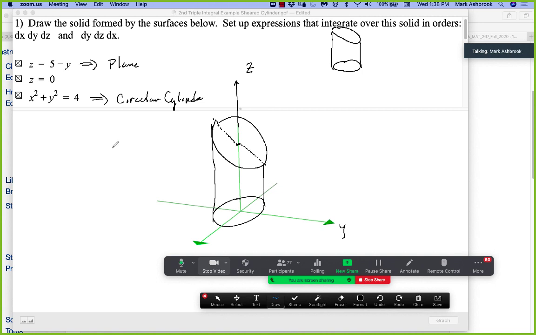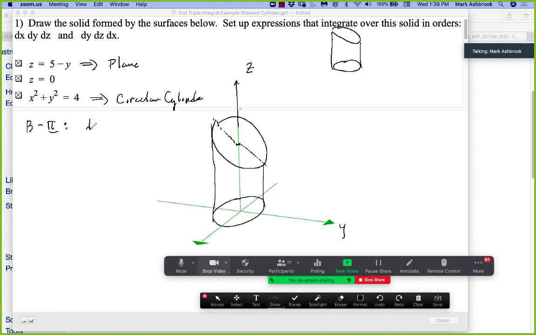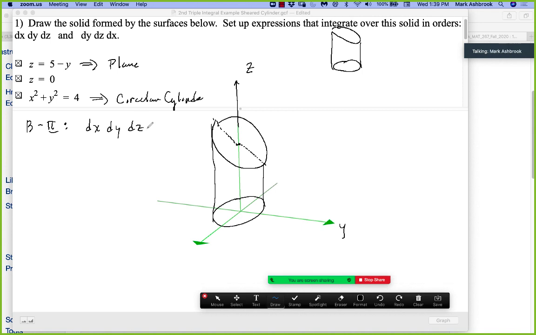So we're going to start with B. B2 is dx, dy, dz. So we start with what surface to what surface? Back to front. What's the back of this thing? X equals what? Negative square root of 4 minus y squared.